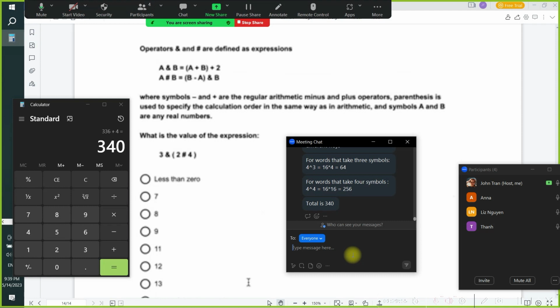Where the symbols minus and plus are regular arithmetic minus and plus operators.